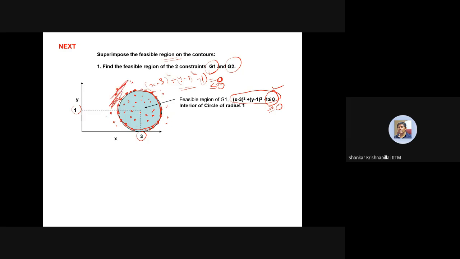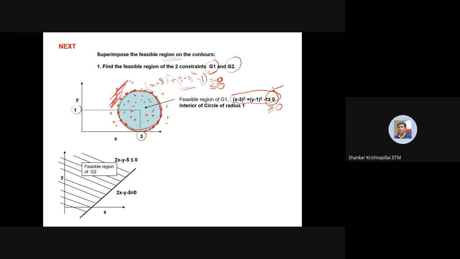Okay, but that is not our case. Our case is the point should lie inside the circle. So that's the first constraint, first feasible region. So the next constraint is 2x minus y minus 5 should be less than or equal to 0.